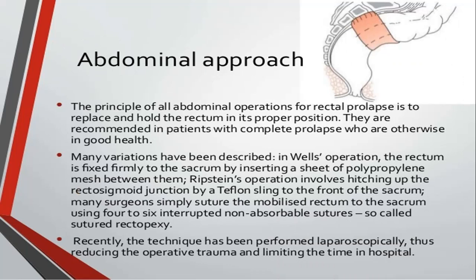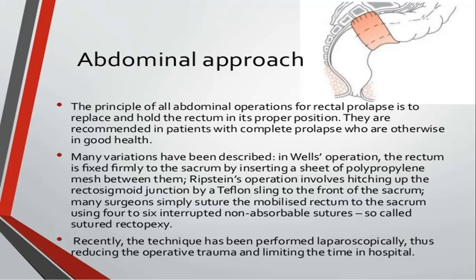The principle is that you have to replace the rectum and hold the rectum at that particular place. Applying sutures between the rectum and sacrum is called suture rectopexy. If you are applying a polypropylene non-absorbable mesh between them, it's called Wells operation. If you are applying a Teflon sling hitching up the rectosigmoid junction in front of the sacrum, it's called Ripstein repair.